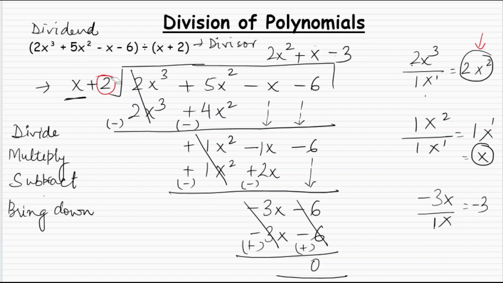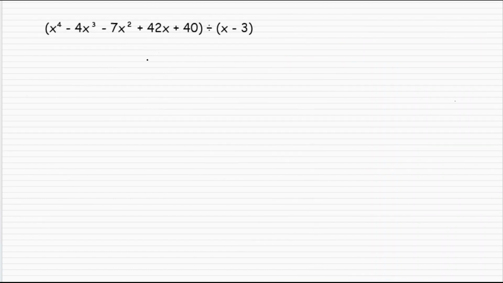We took all the terms of the dividend up to 6. Look here, minus 6. Nothing is left after this. And so my division is complete. And what is my answer? This one, 2x square plus x minus 3. This is my answer, and this is called the quotient. What is quotient? Quotient is the answer of the division. Let's take our next example.